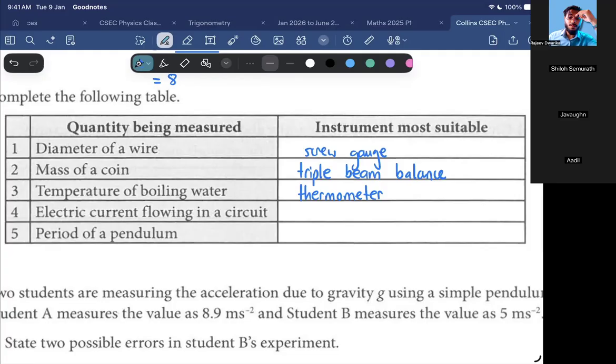Then we have electric current flowing in a circuit. What would we use to measure electric current? The ammeter. And the period of a pendulum. Period. What do we use to measure time? Stopwatch, right?